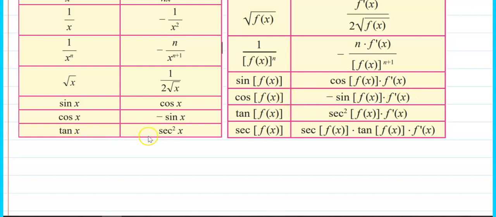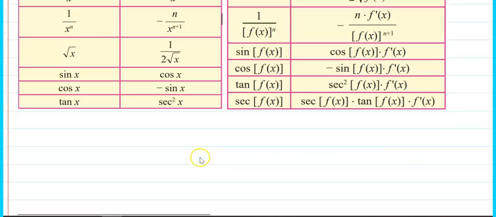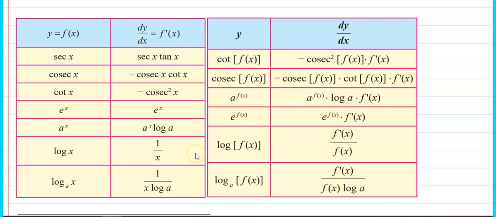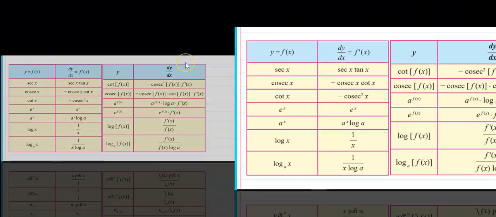The derivative of tan of x is sec square x. Similarly, the derivative of tan of f of x is sec square f of x into f dash of x. Next, the derivative of sec x is sec x into tan x, and similarly the derivative of sec of f of x is sec of f of x into tan of f of x into f dash of x. I will explain here again: the derivative of sec x is sec x into tan x.